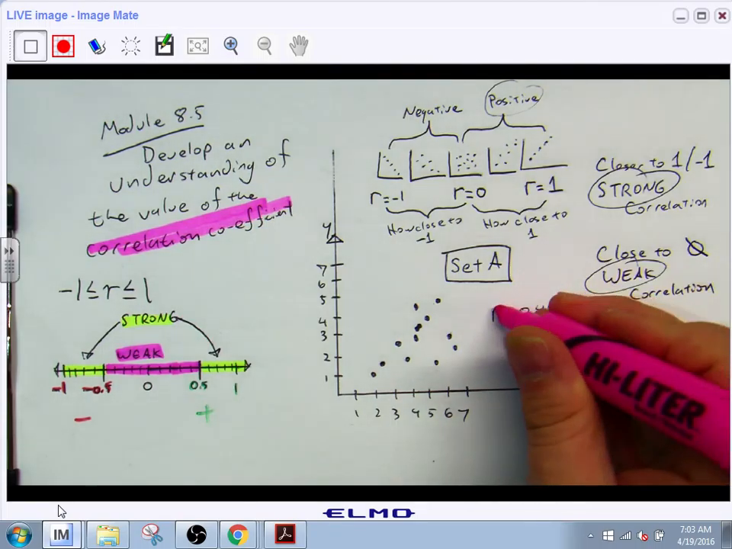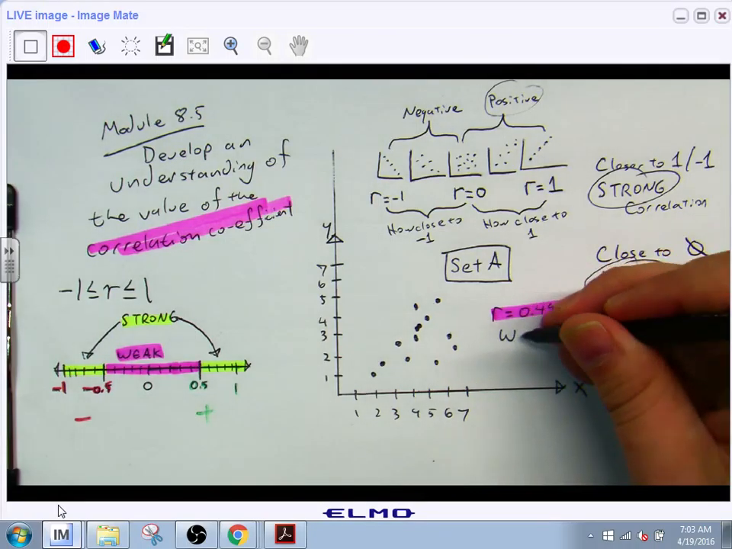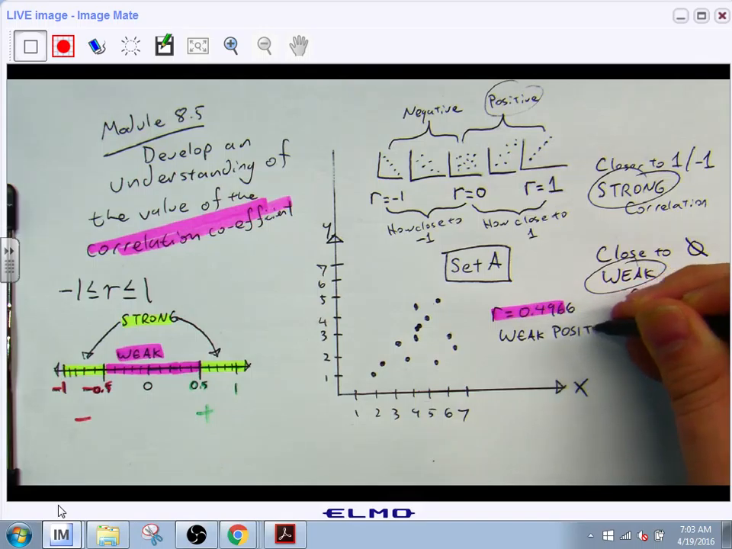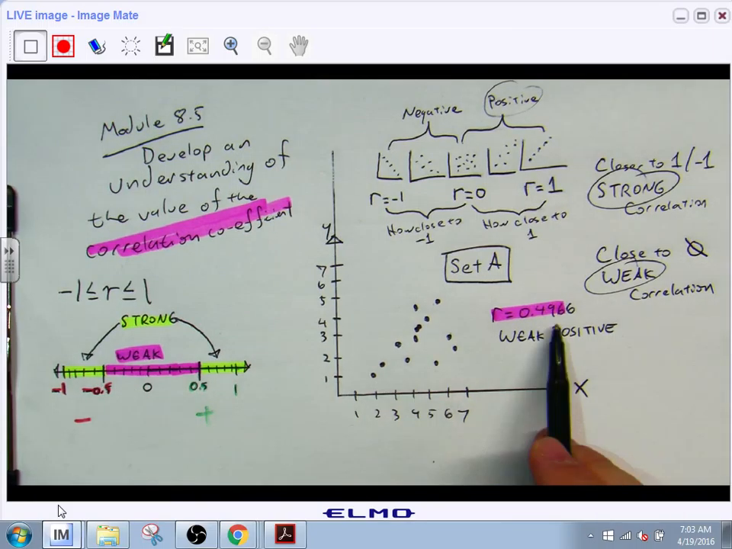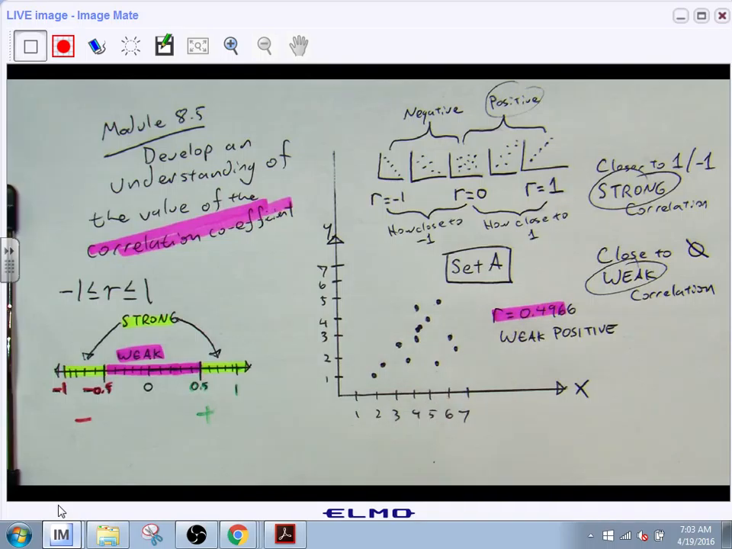So we would say that this is a weak positive correlation. All right? Our correlation is weak positive because it's in our weak zone. It's closer to 0 than it is to 1. But it's still positive, so we know it's moving upwards. We have a positive slope. All right? So that's all cool.